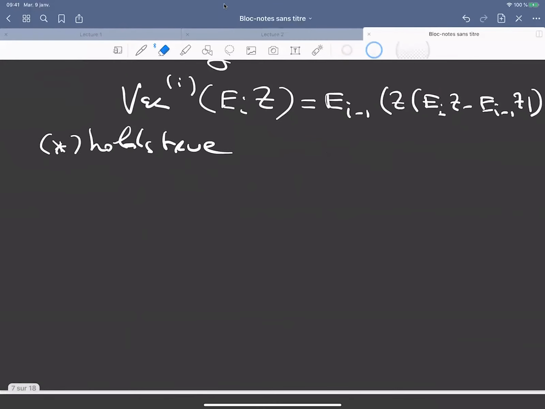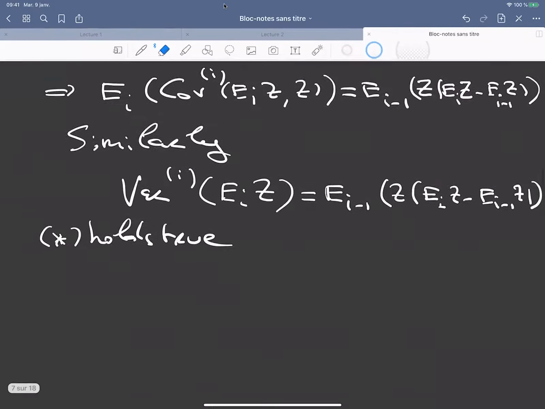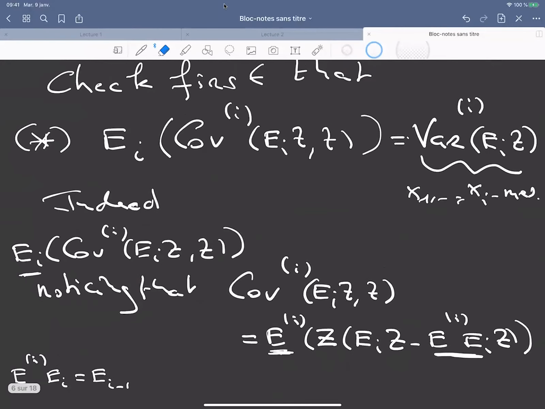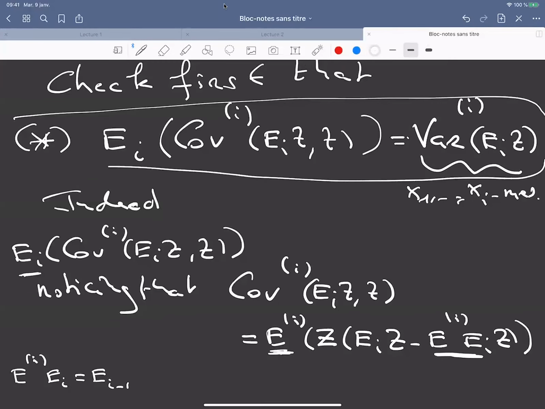And now the proof is very simple. C'est étoile, c'est quoi étoile? Étoile, c'est cette formule ici. Okay. Okay, merci. This is this formula.